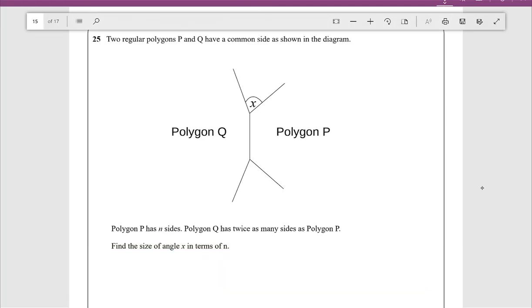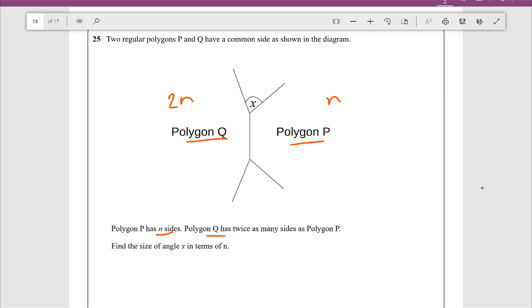Question 25. 2 regular polygons P and Q have a common side as shown in the diagram. So you've got polygon Q and polygon P, and polygon P has n sides and polygon Q has twice as many sides as polygon P. So let's label those. Polygon P has n sides, and polygon Q has twice as many sides as polygon P.